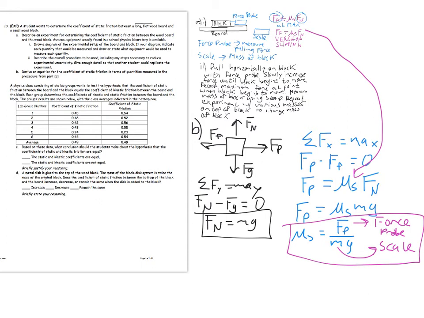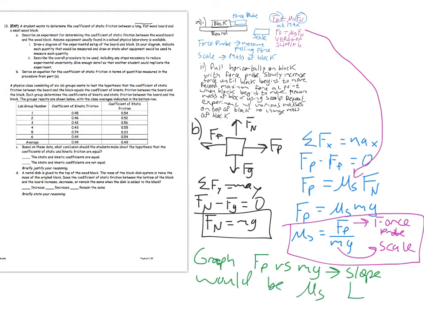If you did want to get fancy, and this certainly is not necessary, we could also graph F_P versus mg, and then our slope would be mu s. So that also would be a valid way of doing it, creating that graph of F_P versus mg, and then our slope is equal to our coefficient of friction. Not necessary, but it is possible.